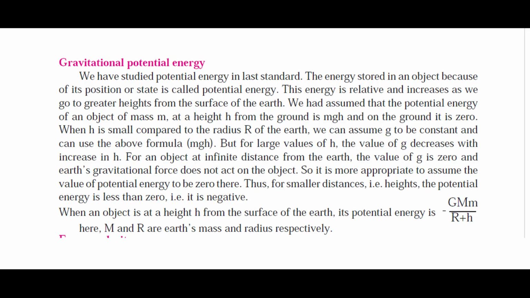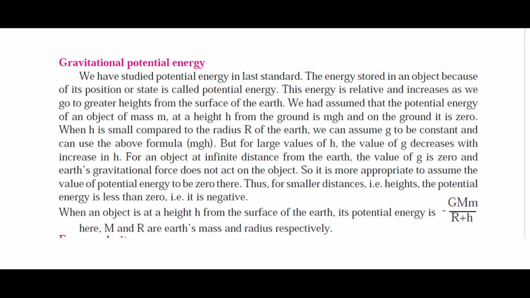Let's have a look at the concept of gravitational potential energy. Now, we've studied potential energy last year. The energy stored in an object because of its position or state is called potential energy. And this energy is relative, and increases as we go to greater height from the surface of the earth. We had assumed at that time that the potential energy of an object of mass m at height h from the ground is mgh, and on the ground it's 0.